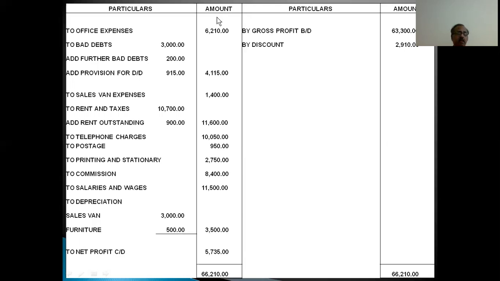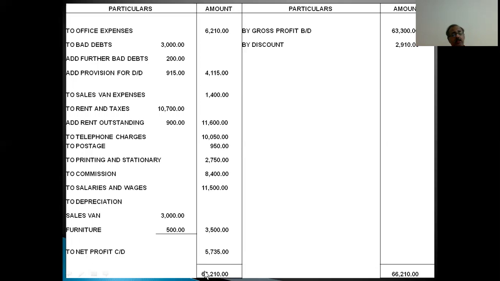After recording all these debit particulars and credit particulars, the next step is to balance it. You can see that the credit side is more than the debit side. Credit side is 66,210, so there will be a shortage of 5,735 on the debit side. So the credit side is more than the debit side, and this is a profit, because profit will always be a credit balance. You can see net profit transferred to balance sheet, rupees 5,735.